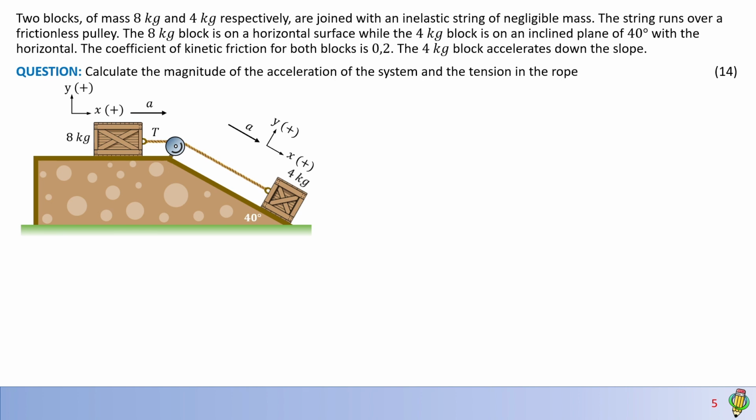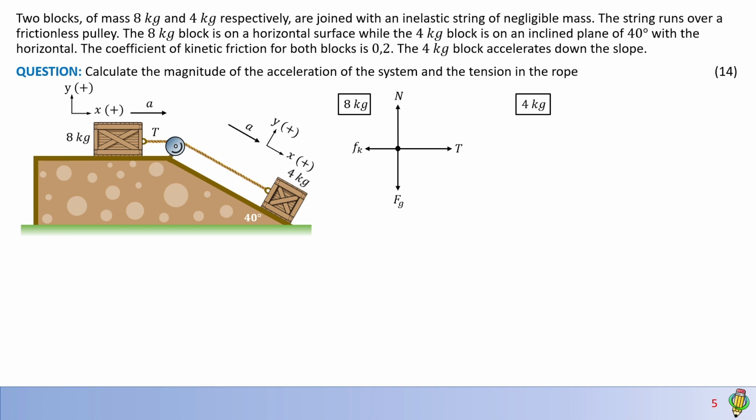Let's draw the free body diagrams. For the 8 kg block, here's your Fg. We have a normal force because it's on a surface, perpendicular to that surface. We have the tension force that is going in the direction of motion. We have the frictional force in the opposite direction of motion. So all of our forces are along the x and y planes.